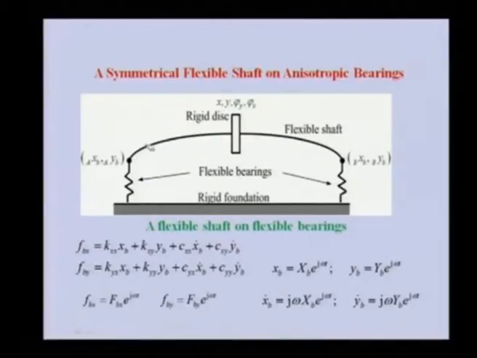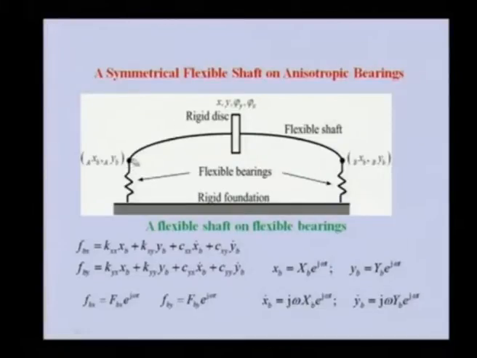The two are translatory motion and the other two are the tilting of the disc. And this particular shaft at the ends is supported by flexible springs. Not necessarily only springs, we can take the 8 coefficient linearized model of the bearing in this case, but just for simplicity we have considered a spring here.